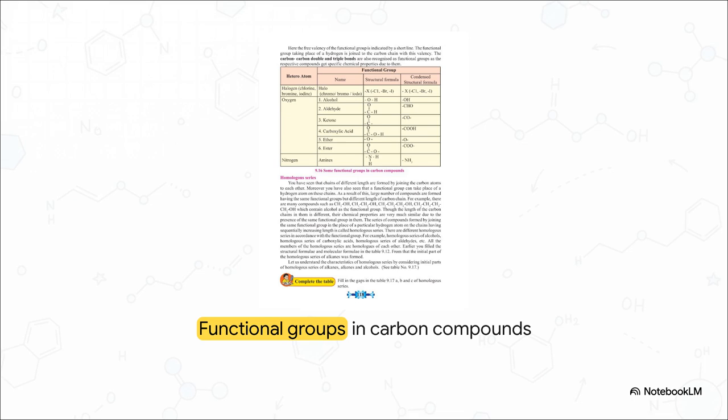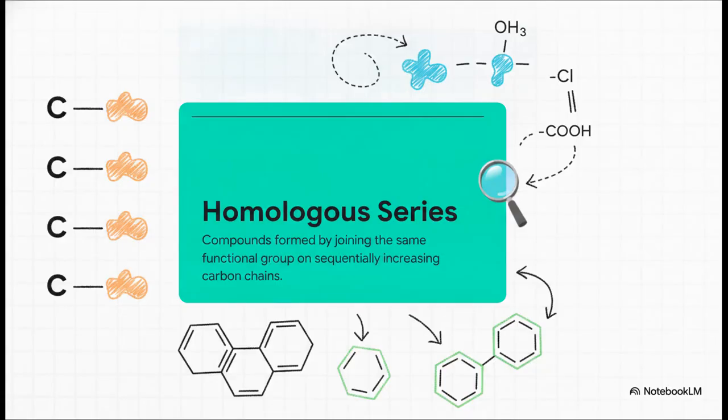Now, what is truly fascinating here is how these heteroatoms work. Look at the OH group for alcohol, or COOH for carboxylic acid, they entirely dictate the specific chemical properties of the whole compound. And it does not even matter how long the carbon chain is. They literally modify the complete identity of the molecule. And this shared identity brings us to a really beautiful pattern in chemistry. It is called a homologous series.